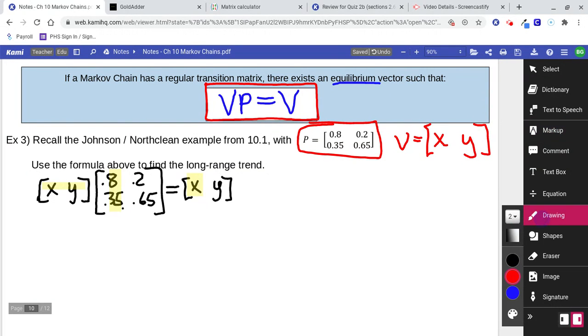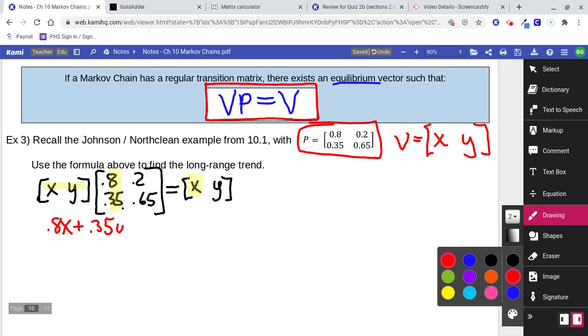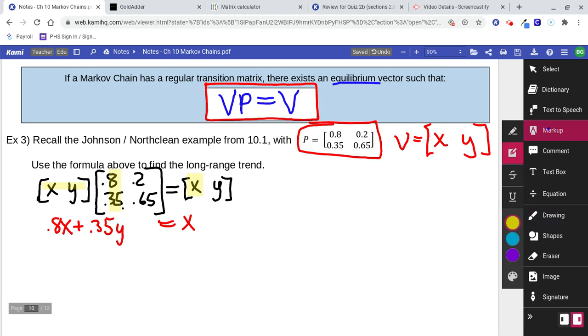So let's think about what we would have. If we multiply that row times that column, we're going to have 0.8x plus 0.35y equals x. Row times column, and it's going to equal that last thing. That's the first row times the first column, which gives you the 1,1 entry of the answer. Then we would have to do row times column to get the 1,2 entry. The 1,2 entry comes from row times second column.